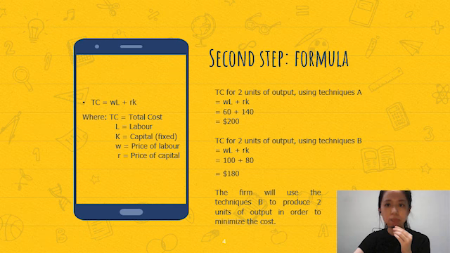The second step is to use the formula: total cost equals WL plus RK. TC is total cost, L is labor, K is capital, W is the price of labor, R is the price of capital. Total cost for 2 units of output using technique A is $60 plus $140, equal to $200. Total cost for 2 units of output using technique B is $100 plus $80, equal to $180. Therefore, the firm will use technique B to produce 2 units of output in order to minimize the cost.